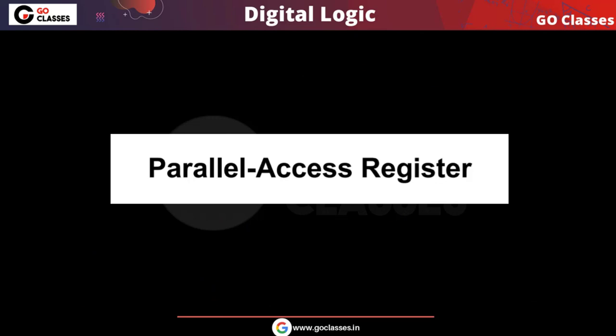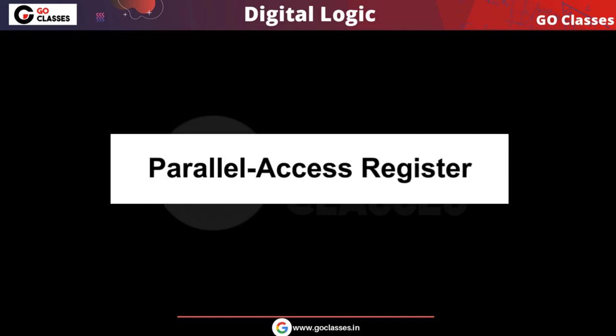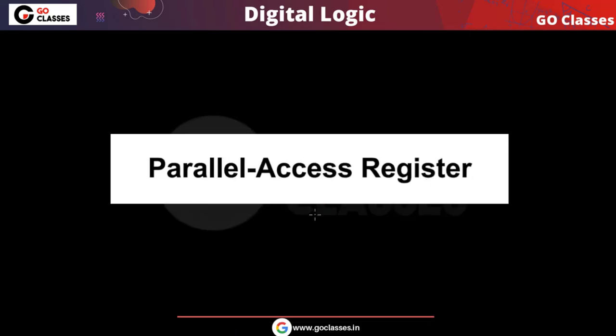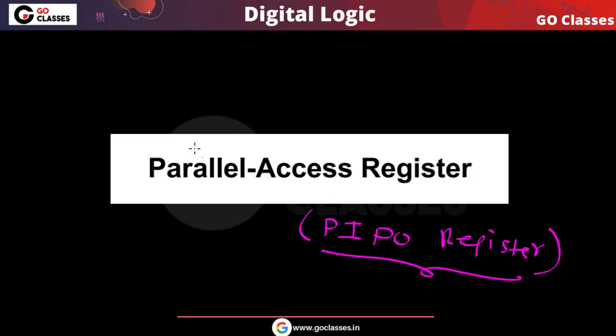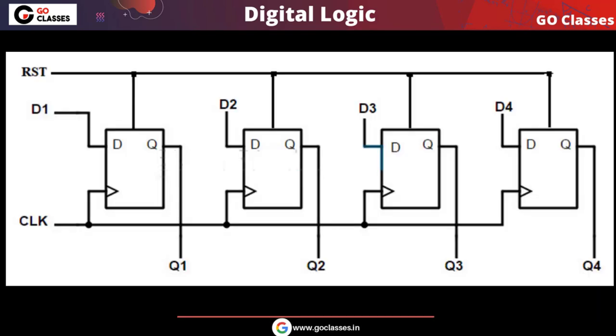So now in the next lecture, first we will study the parallel in parallel out register. Actually this we have already seen, so let me quickly go through it. This is your parallel access register, meaning the parallel in parallel out register. We can put the data in parallel, store the data in parallel, and read the data in parallel. So this is called a parallel in parallel out register.